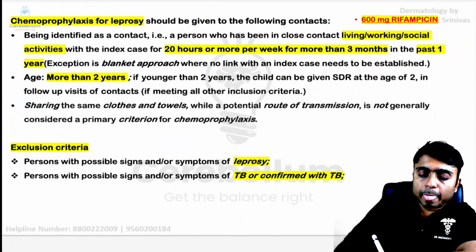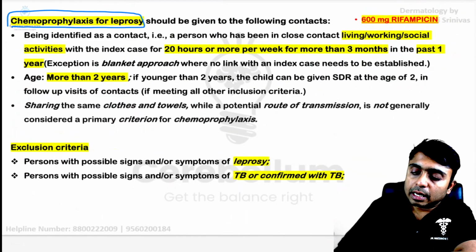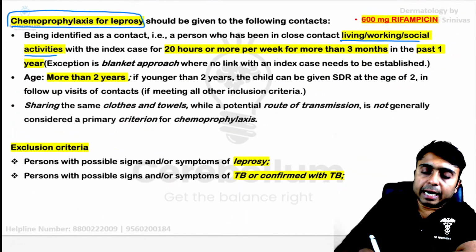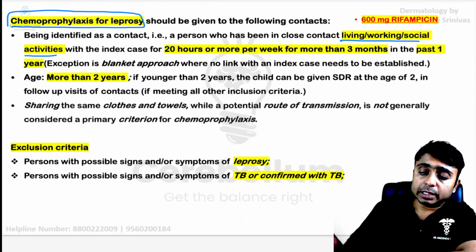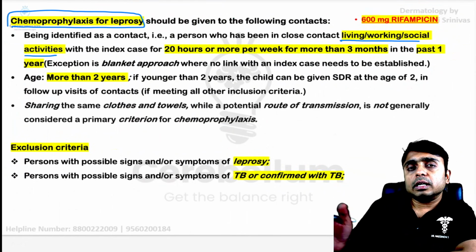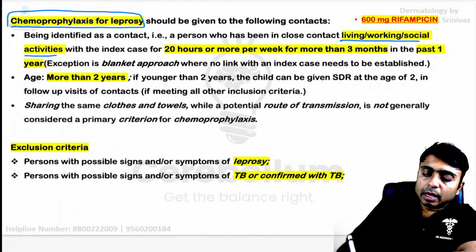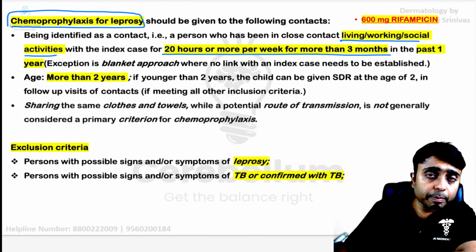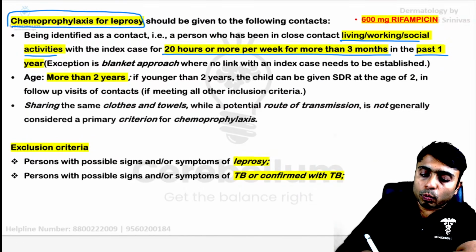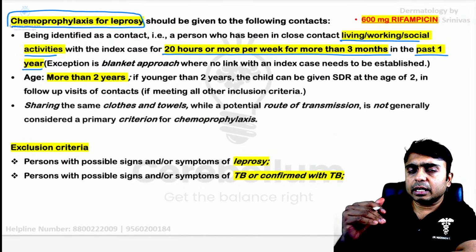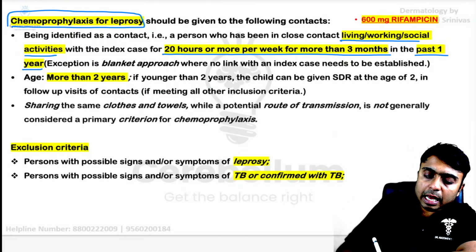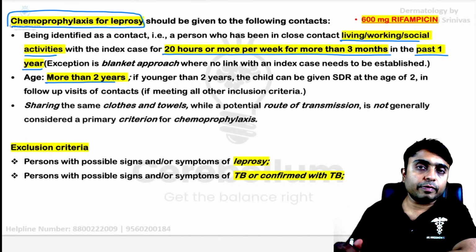And this is taken from the latest guidelines for chemoprophylaxis. So you can see it is living, working, or social activities. The person who is in contact with leprosy must be living or working, or there should be some kind of social activity, for 20 hours or more per week for more than 3 months in the past 1 year. So this is the complete criteria which should be fulfilled for a person to get chemoprophylaxis. And of course, the age should be more than 2 years.